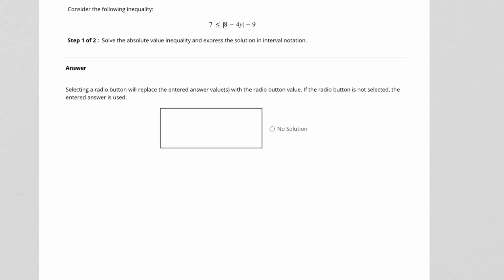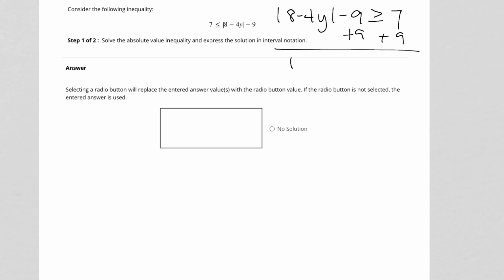Here I have 7 is less than or equal to the absolute value of 8 minus 4y, minus 9. Once again, I'm going to flip that around, and I want the absolute value of 8 minus 4y, minus 9, to be greater than or equal to 7. And then I'm going to add 9, which gives me the absolute value of 8 minus 4y greater than or equal to 16. So greater than or equal to means this is an or.